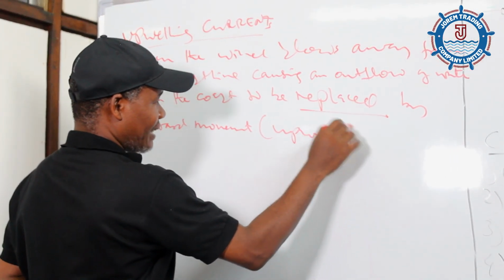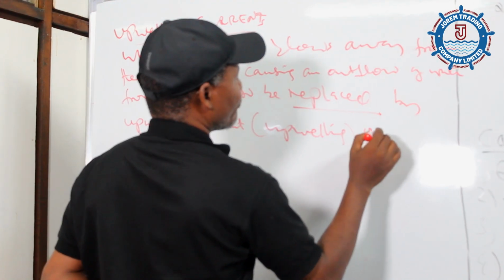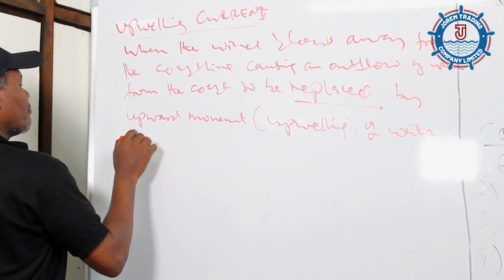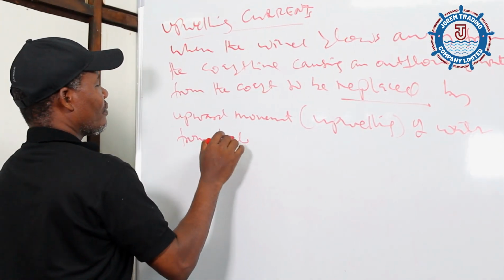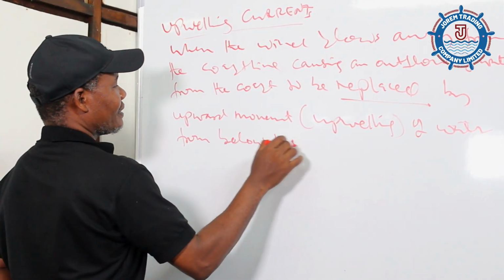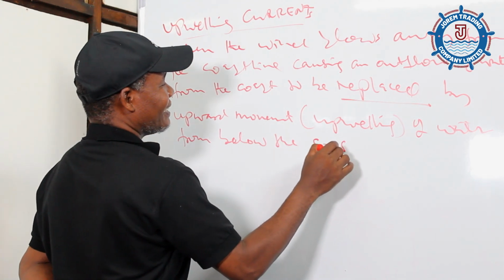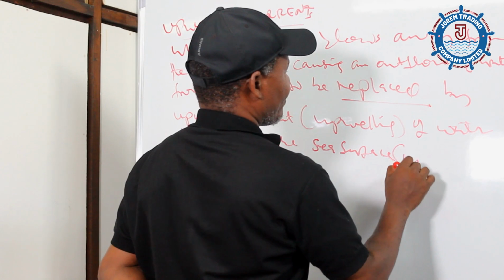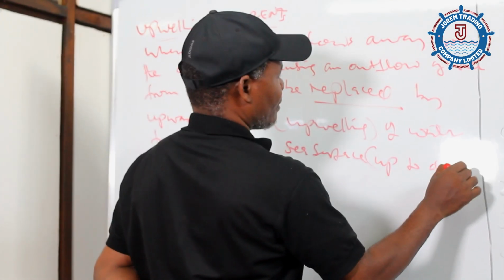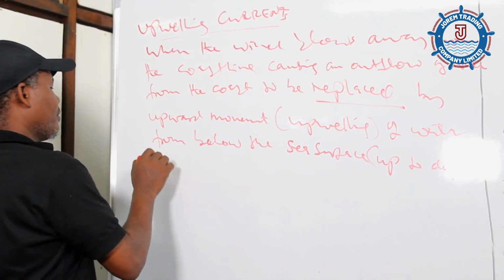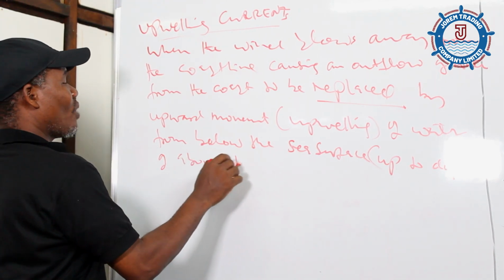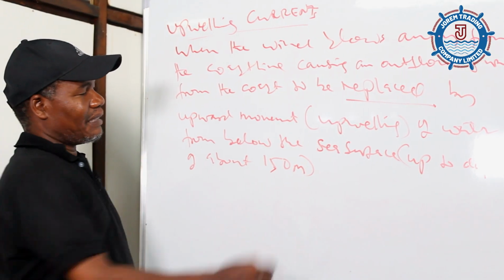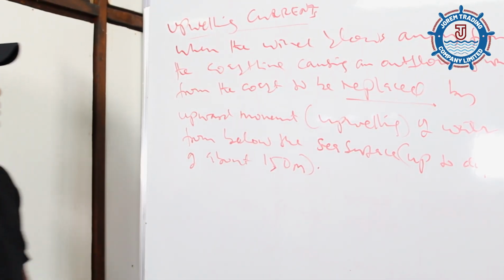Upward movement means upwelling of water from below the sea surface, up to a depth of about 150 meters. You can see it's too deep. Up to a depth of 150 meters.